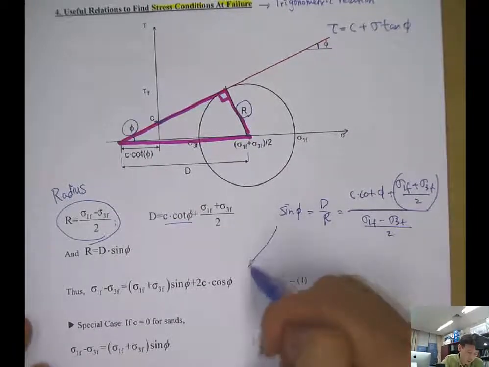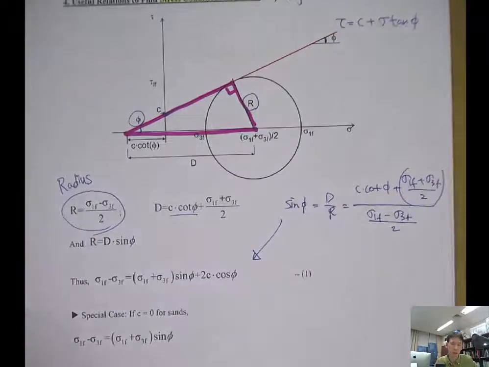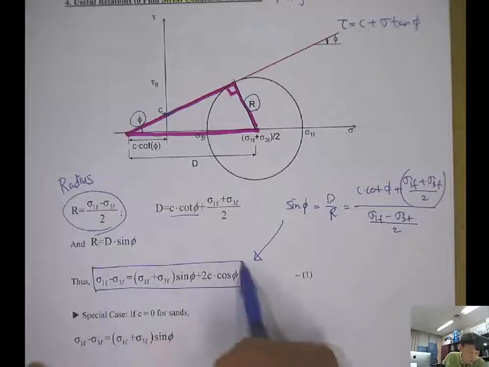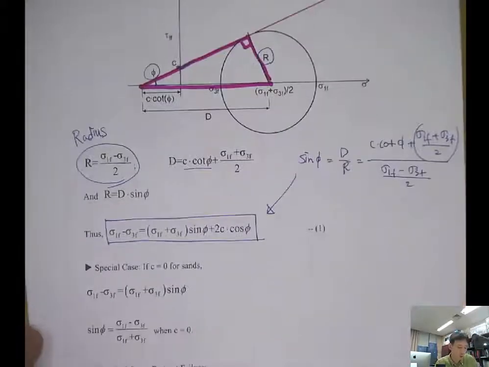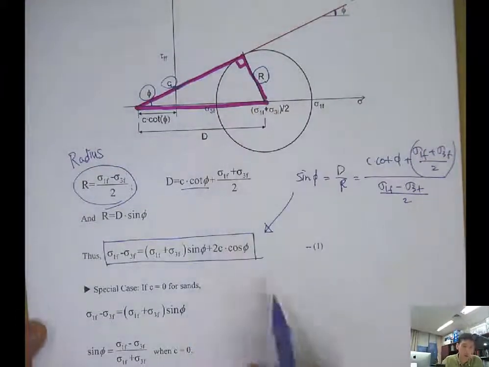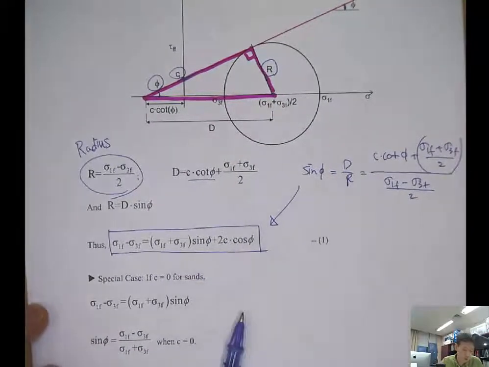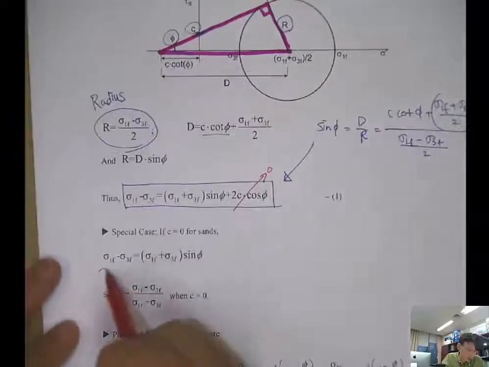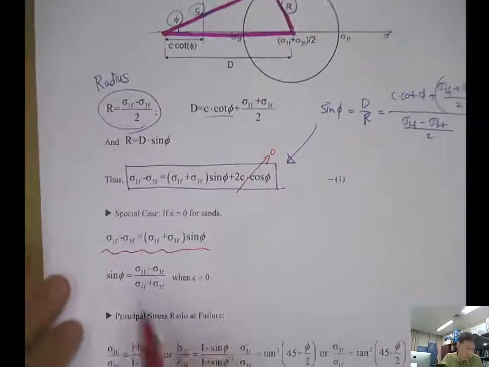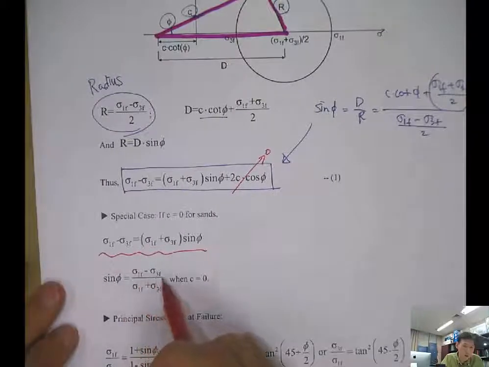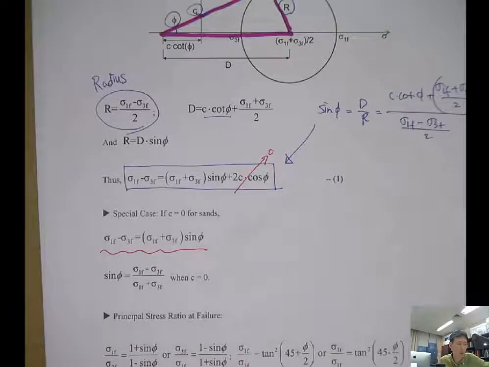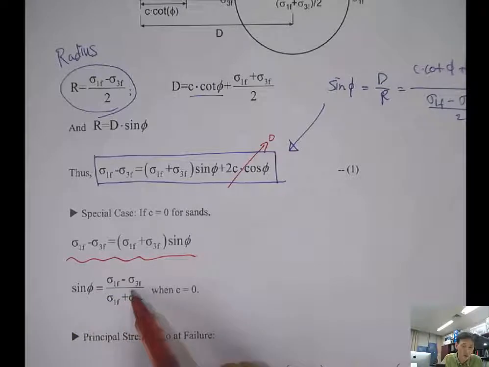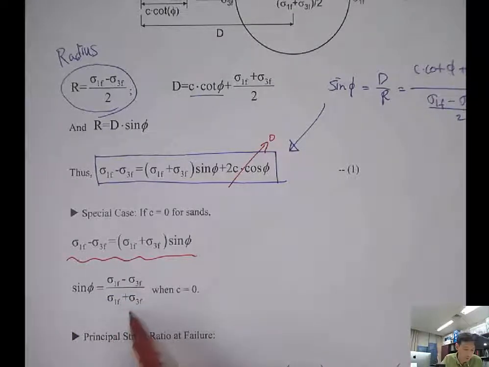So then if you simplify the equation here, then you get this one. If the C is 0 for the sand, then this equation becomes very simple because that term goes to 0, right? So then you have only this one left. So the sine phi will be sigma 1f minus sigma 3f over sigma 1f plus sigma 3f. So just the principal stress difference over the sum of the principal stresses.